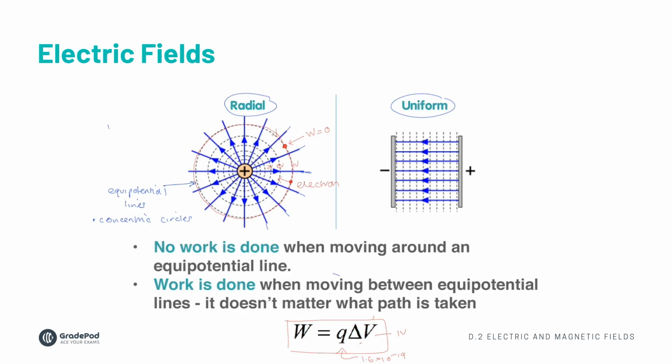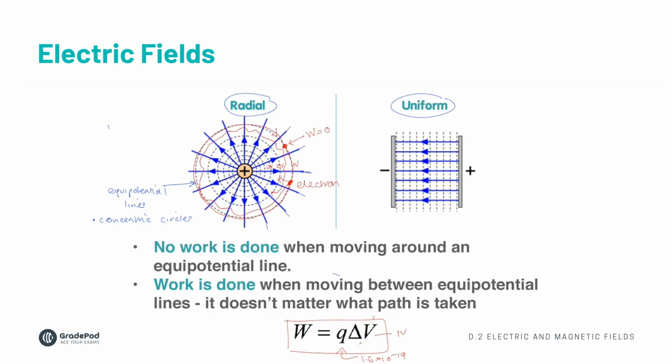Now it doesn't matter, let's look at this electron again, draw your eyes to that. It doesn't matter if this electron does this, and then goes on to the second line. It doesn't have to move straight down. It can take any path you like to get to that second equipotential line, and the work done is the same. All the work done cares about is the difference in potential. It doesn't care about the path taken to get there.